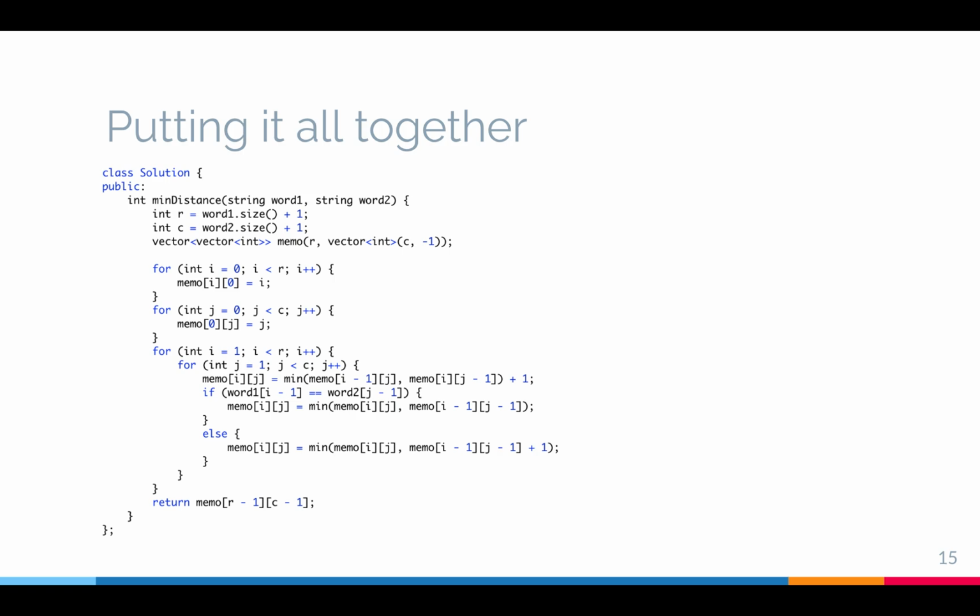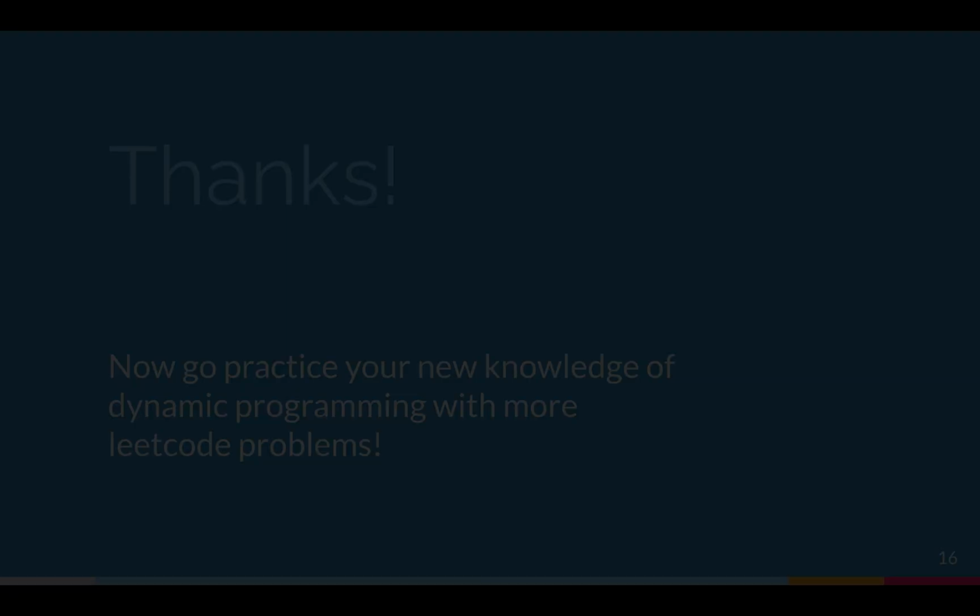Otherwise, we can do replace. Replacing would be the same as memo[i-1][j-1], and then add 1 because that's another thing you have to do. And at the very end, you return memo[size of word1][size of word2].